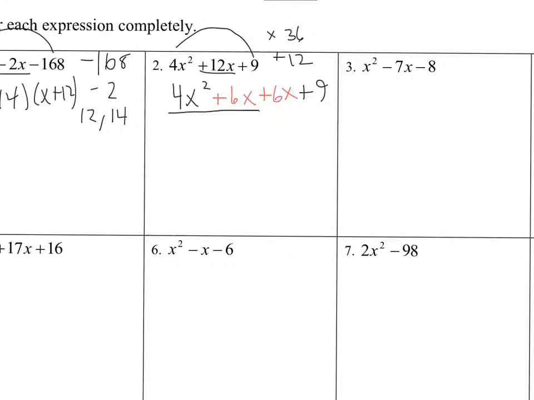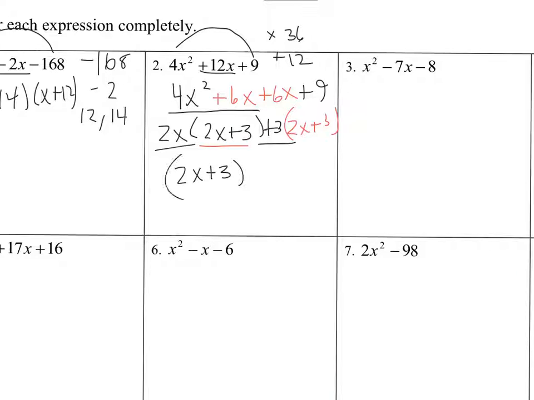I'm going to factor out a 2x and get 2x plus 3. And I'm going to write 2x plus 3 over here and work backwards. So in order to get 6x plus 9 from 2x plus 3, I have to multiply this binomial by 3. So I'm going to write plus 3 right here. So in the end, you have 2x plus 3 times, because it's the outside, times 2x plus 3. So you can write it like this, or you can write 2x plus 3 squared.